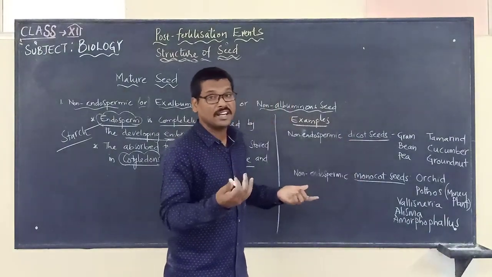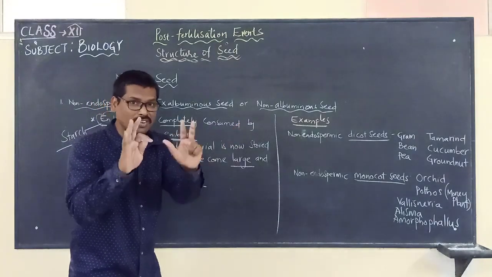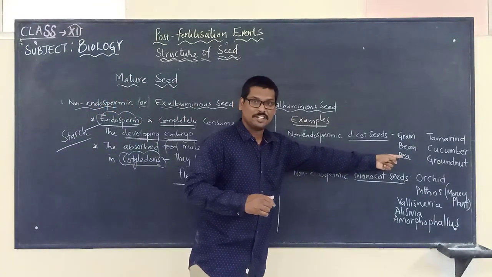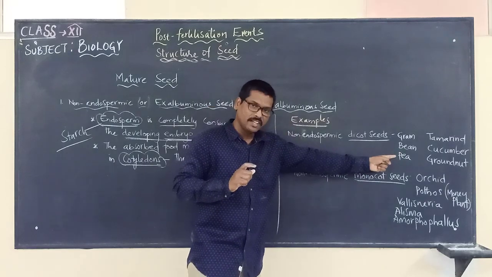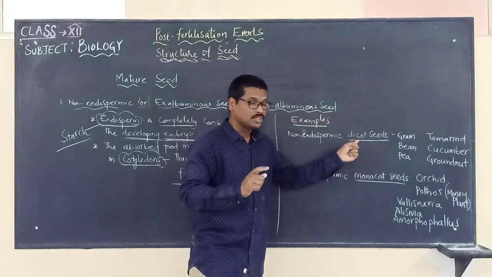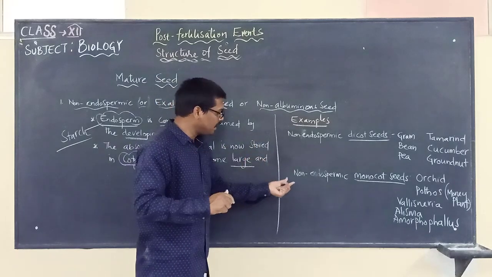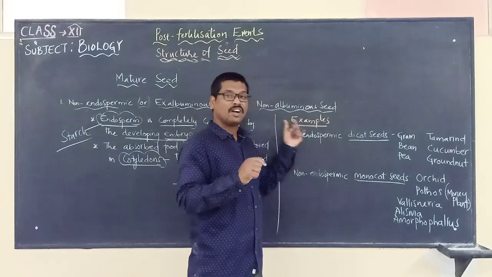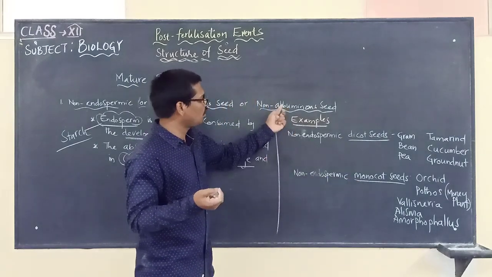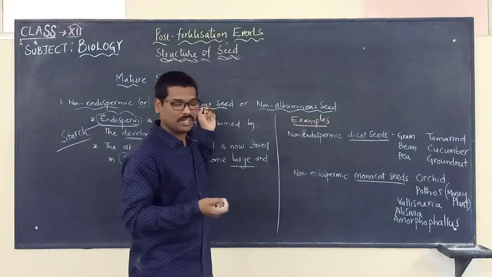And they are called non-albuminous seeds, which means there is no endosperm present in these. But their cotyledons are very large and fleshy. Those are dicot seeds which do not have the endosperm. In the same way, even in monocot seeds there are non-albuminous seeds, or non-endospermic seeds, or ex-albuminous seeds, as we call them.